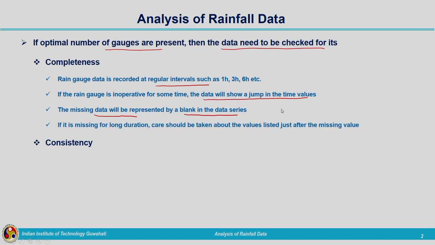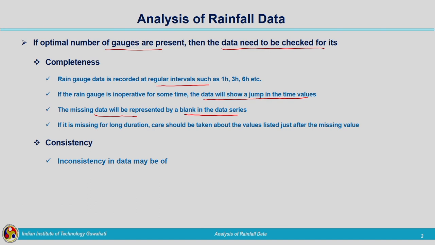And if the missing data is there for a long duration, maybe for months or days, then one more check we need to do is regarding the data which we obtain just after the missing period. We need to check whether the data corresponds to the previous time duration, that is, for 1 hour or 1 day, or whether it is an error in the data. This check needs to be carried out.